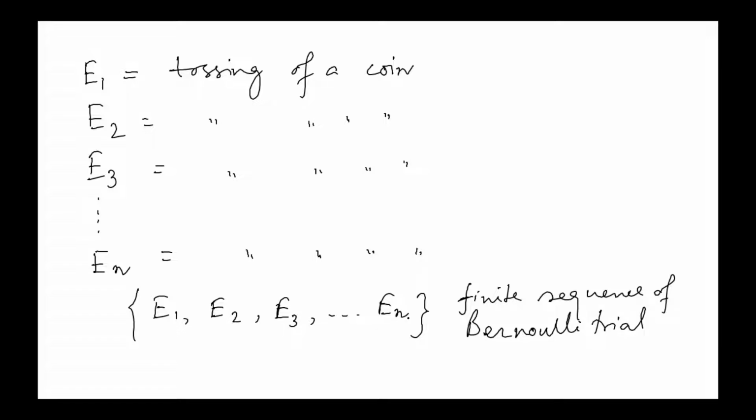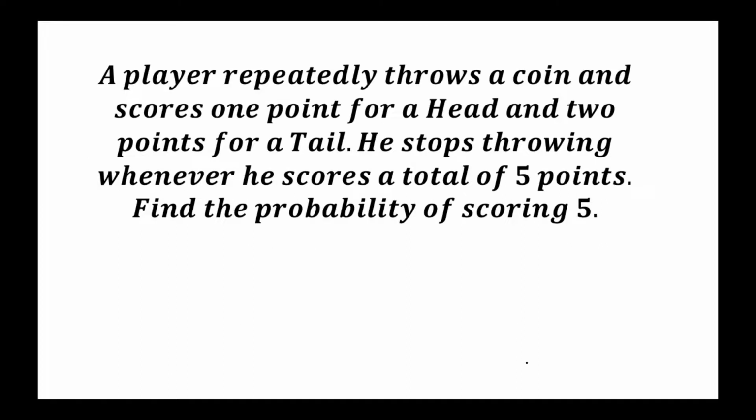If we do not stop here, we continue. Say E1, E2, E3 up to EN, then we continue towards infinity, then this sequence is called infinite sequence of Bernoulli trial. Here is an example. By this example, it will be more clear.